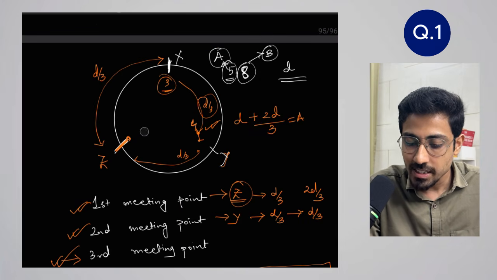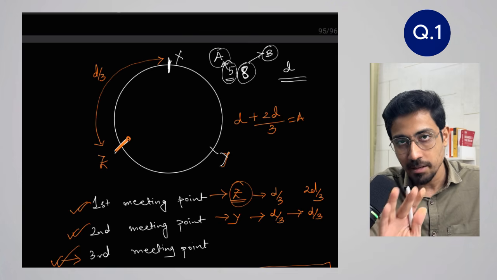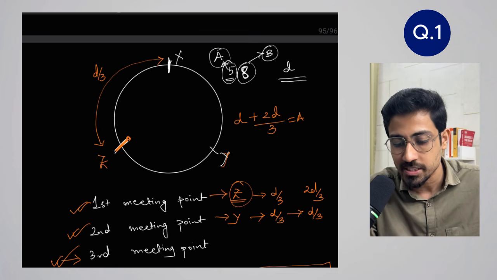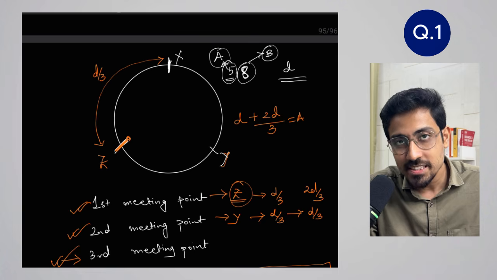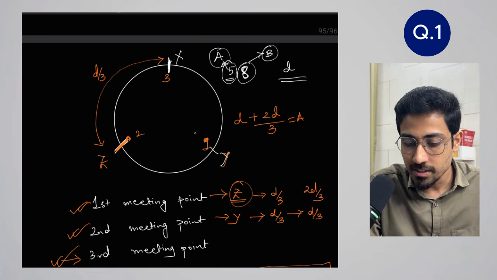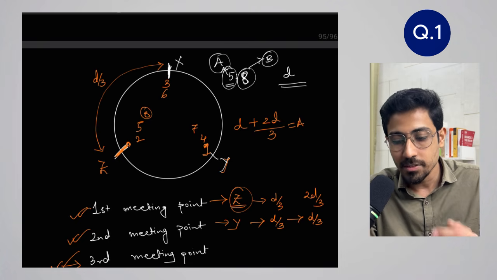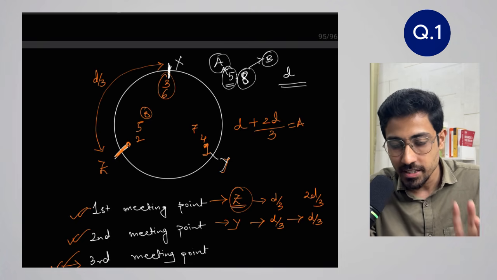Okay, now let's understand for B. I'll not actually count when I do the actual distances, but I'm just showing you to make this concept clear. How much distance has B traveled? This is 1, this is 2, this is 3, this is 4, this is 5, this is 6, this is 7, this is 8. Okay, so he has covered 2 laps. 2 laps he has already covered, 2 full laps.